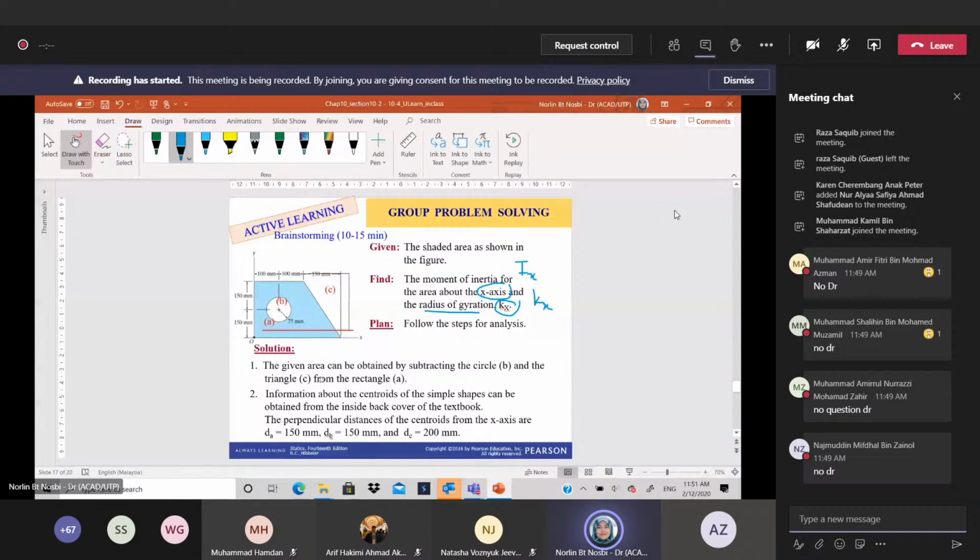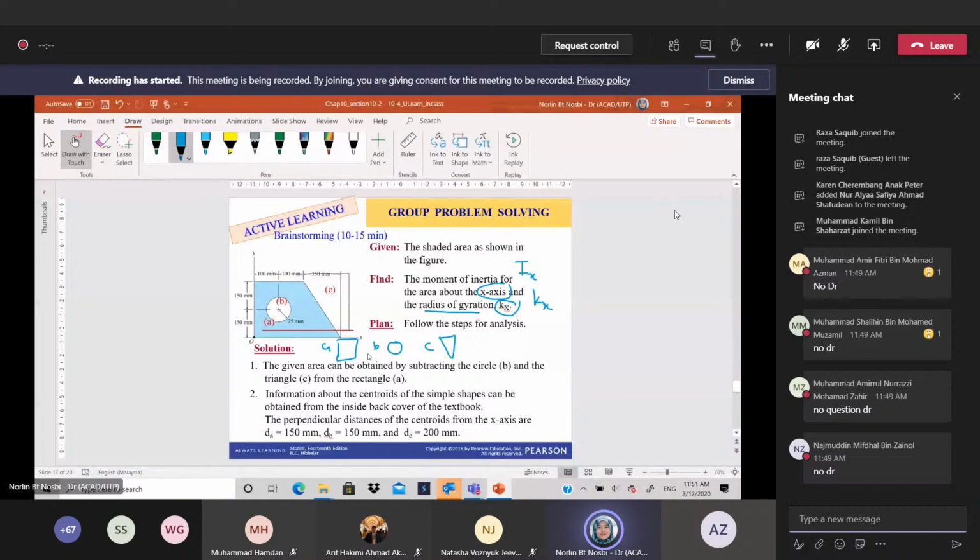Try to do it. So first step, you need to divide this shape into simple parts. So it would be this one, A. A is the rectangle. And then B is the circle. And then C is the triangle. This is the first step. Second step, what you need to do? You need to locate the centroid. Locate the centroid, the circle centroid, and then the triangle centroid.